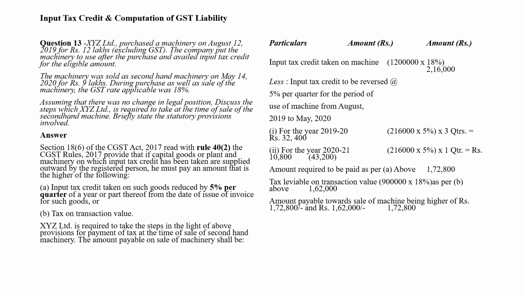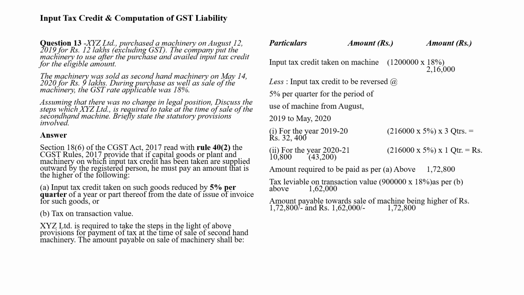Assuming that there was no change in legal position, discuss the steps which XYZ Limited is required to take at the time of sale of second-hand machinery. Briefly state the statutory provision involved. So my dear, very important question. Section 18 subsection 6 of the CGST Act 2017 read with rule 40 subsection 2.